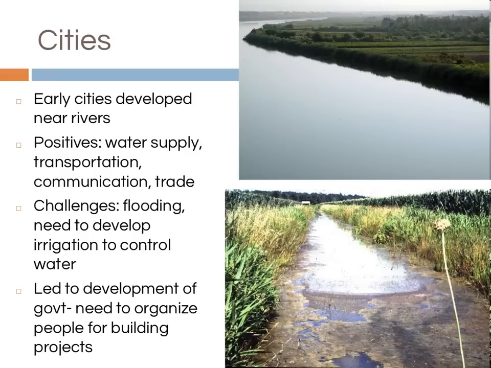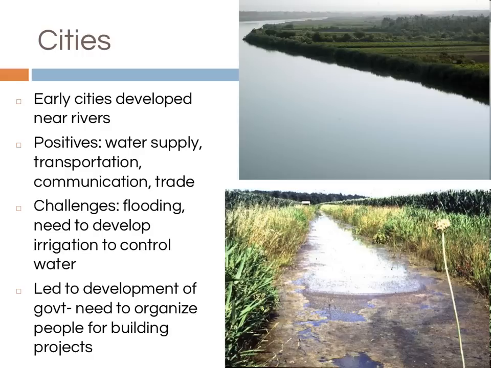So the earliest cities tended to develop near rivers, and there's a lot of reasons why cities and civilizations develop near rivers. Obviously, we need water to survive. It also helps with transportation and communication because you can sail up and down a river. It also helps with trade. Challenges would be flooding. Today we have a lot of different ways to control where water goes. At this time, they had to invent all of that.